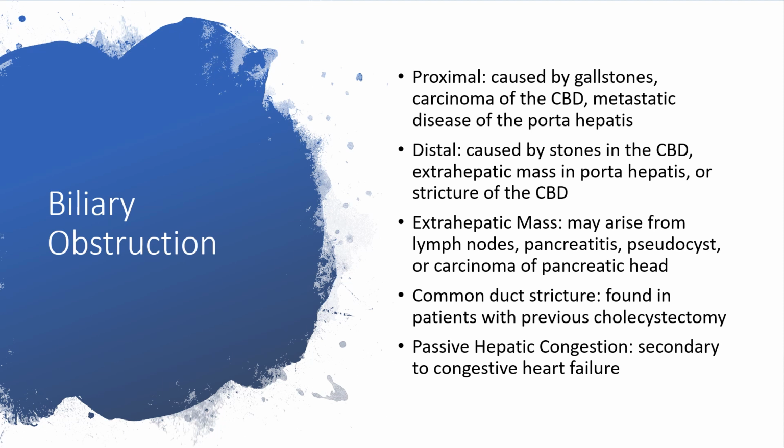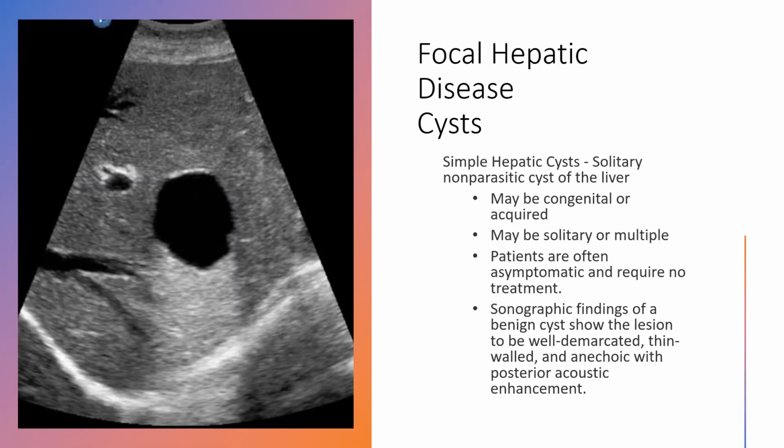And then also passive hepatic congestion. We talked earlier about right-sided heart failure. So passive hepatic congestion is a slow building chronic backing up of blood into the liver because the pressures in the right side of the heart become too high. So then we see that congestion secondary to congestive heart failure. That takes care of our diffuse diseases.